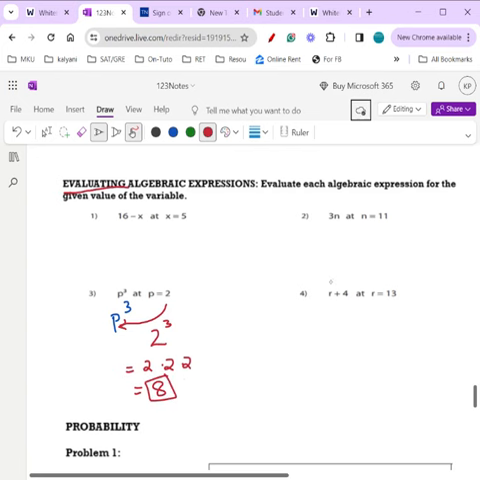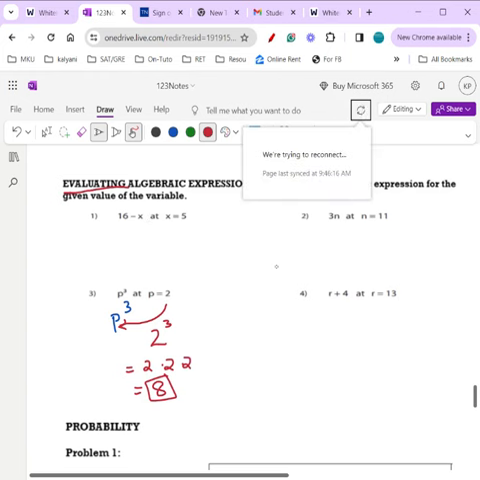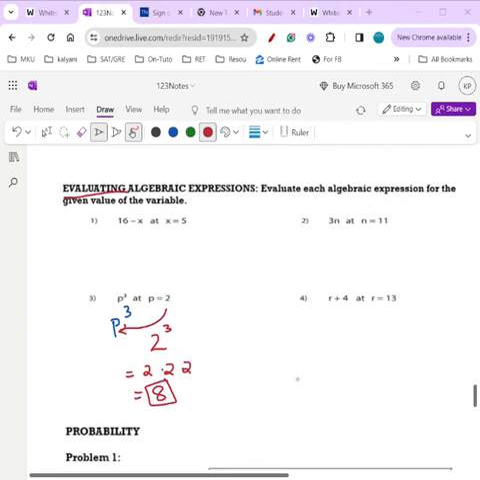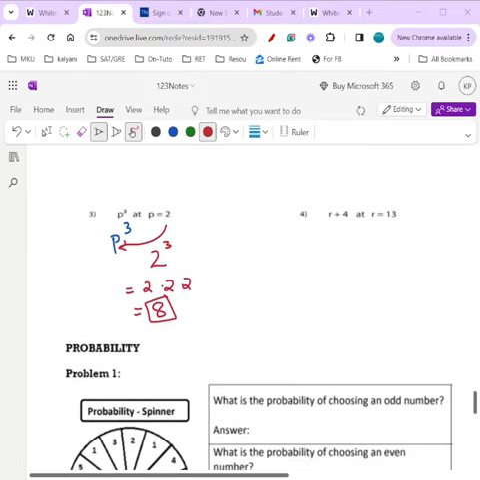Go ahead and replace these letters and just do the math. Pause the video and finish the paper and we can do more. Good. Hope you finished it. Let's move on to the next.